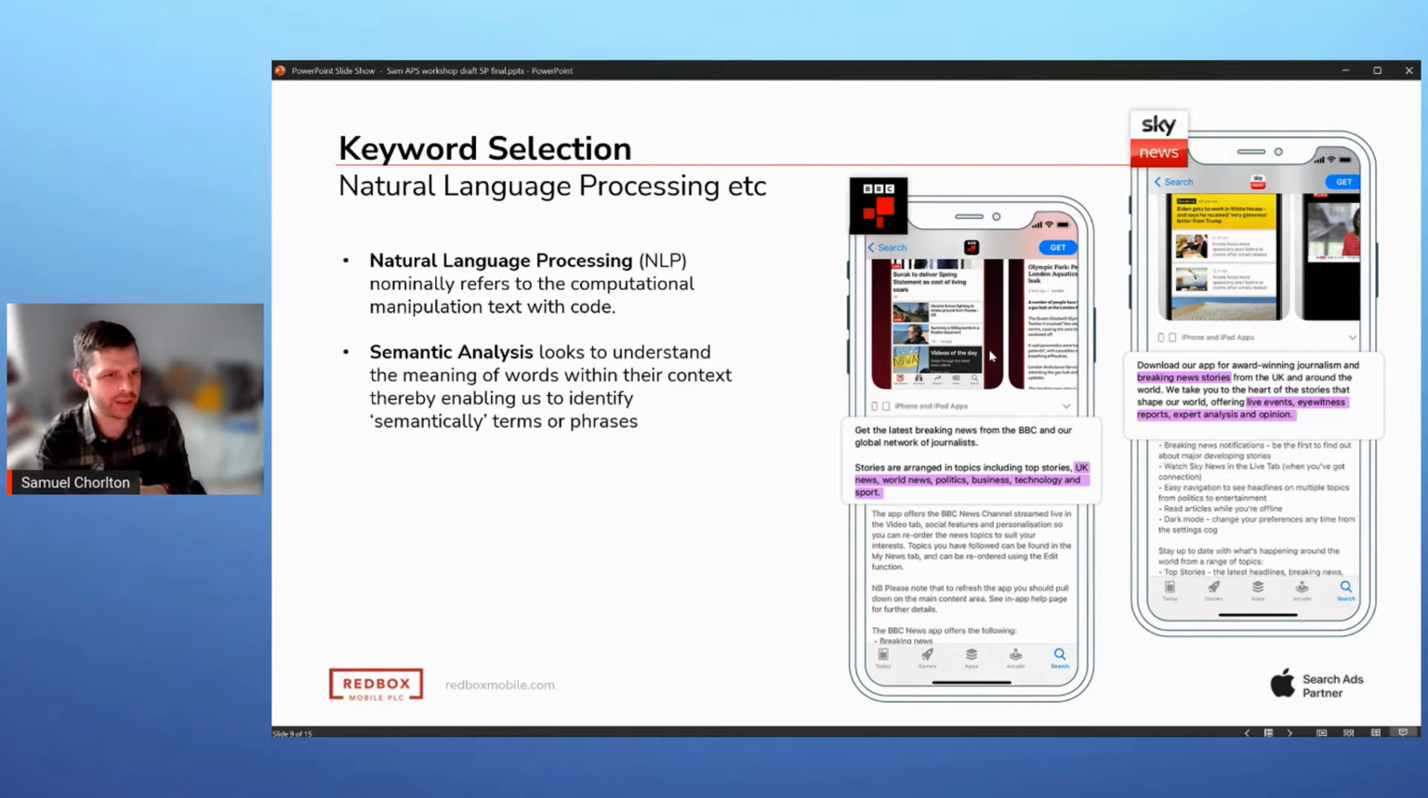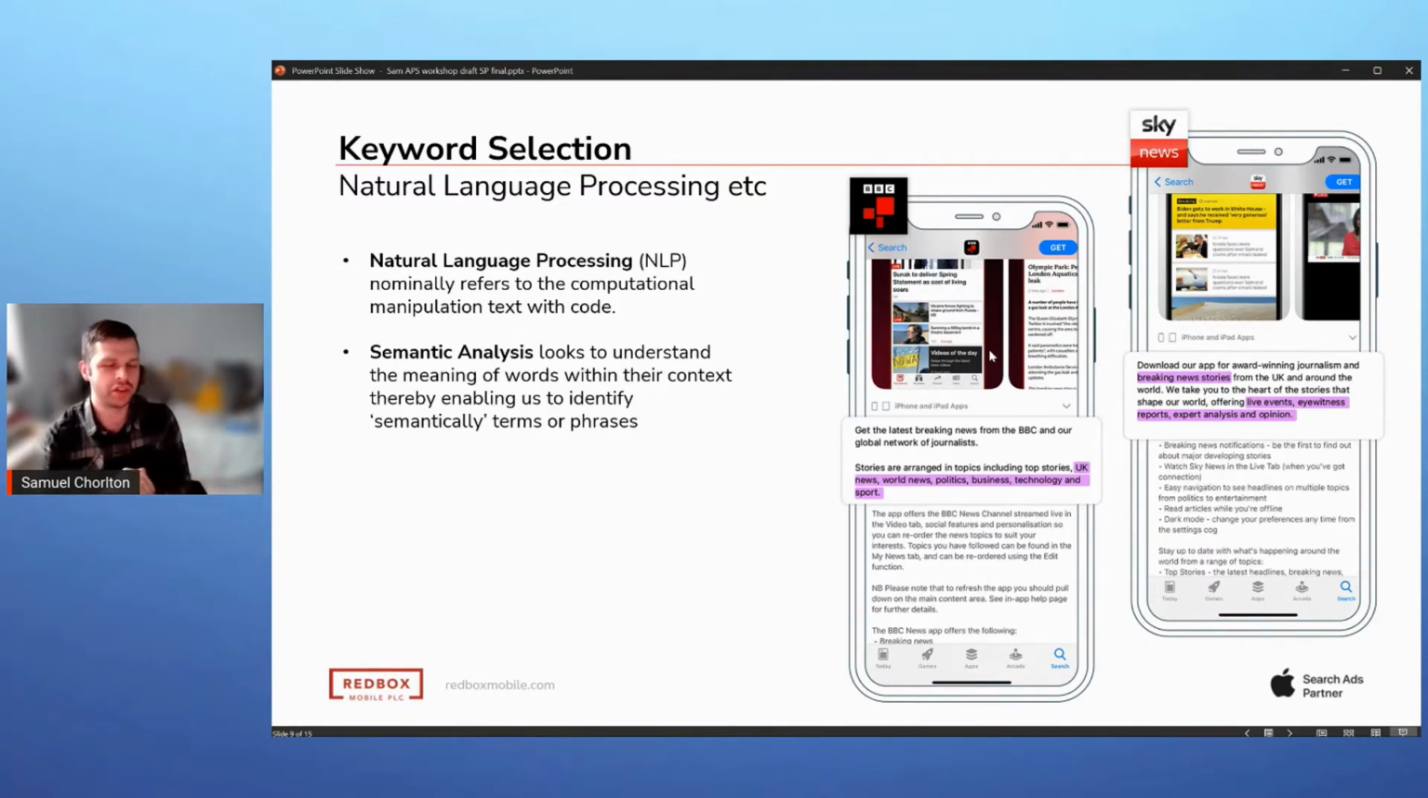The traditional ways are using keyword tools. There's a number out there that I'm sure you're aware of, and we have one inbuilt into our system as well. And we make use of something called natural language processing. Natural language processing is an arm of machine learning, depending on how much of a purist you want to be, and nominally it refers to computational manipulation of text with code. So how can we make sense of text using programmatic approaches?